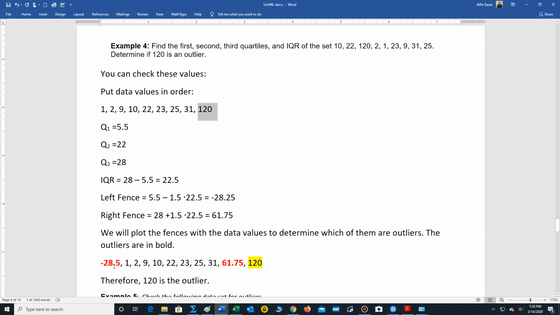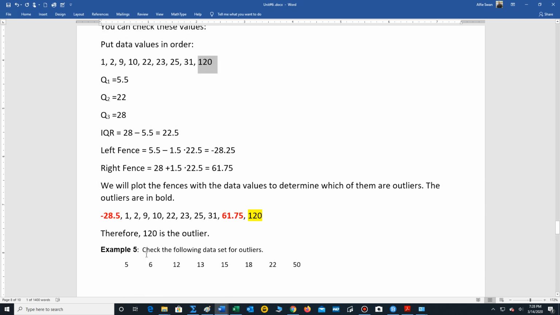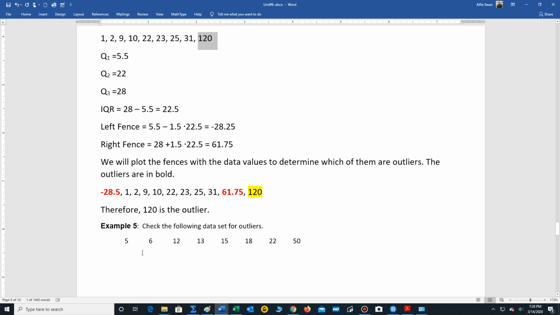What I like to do is plot the fences, and I'll plot them in red alongside the data set, so then we can compare to see which values are to the left of the left fence and which values are to the right of the right fence. So if you notice, the left fence is at the extreme left. There's no values that precede it, thus there's no outlier that's on the left side of the data set.